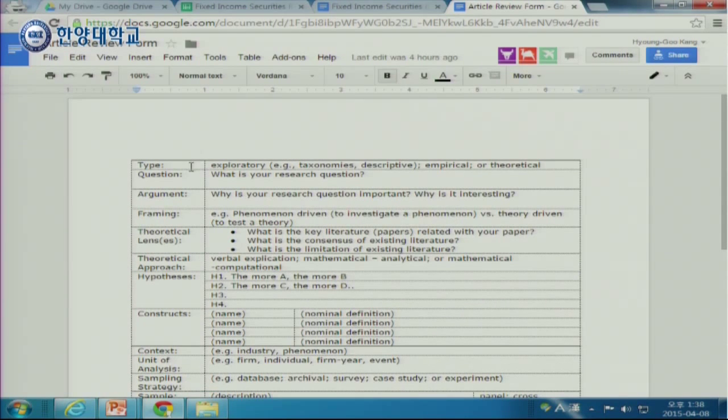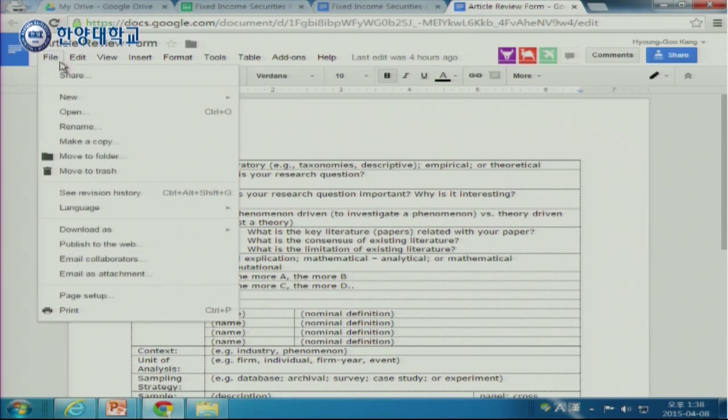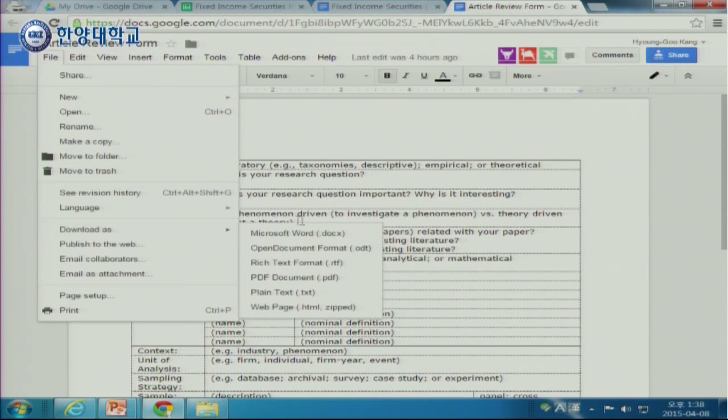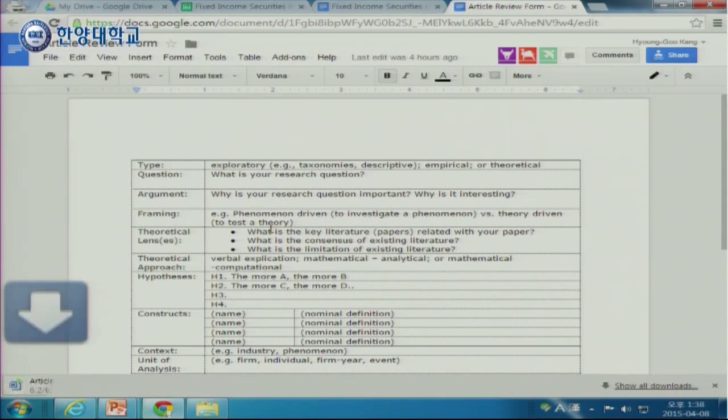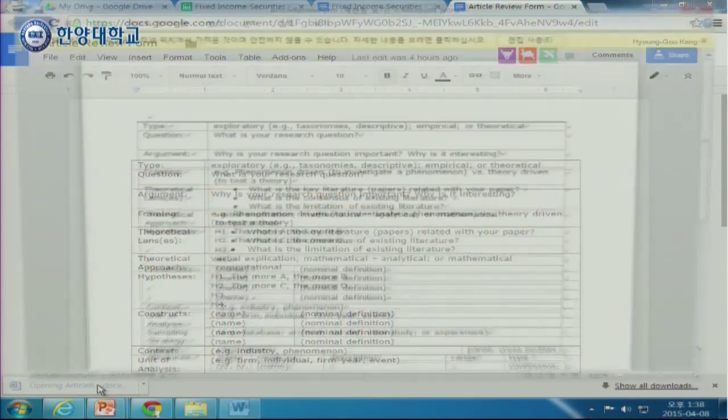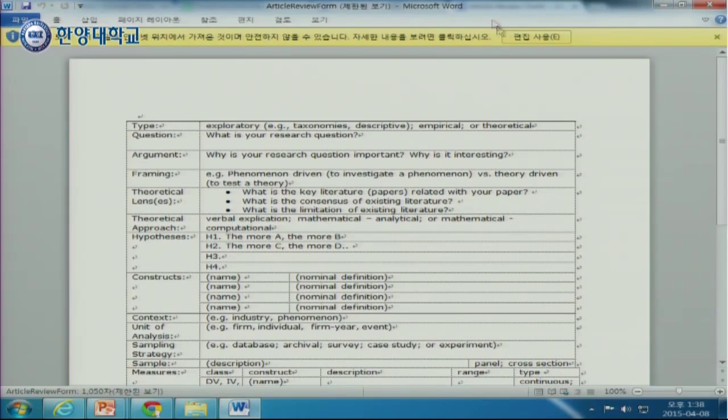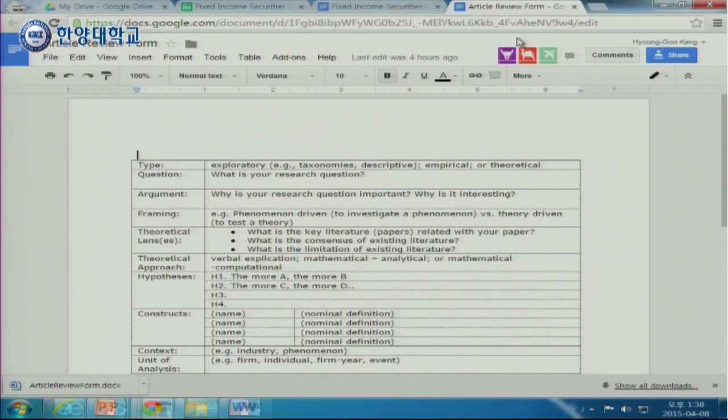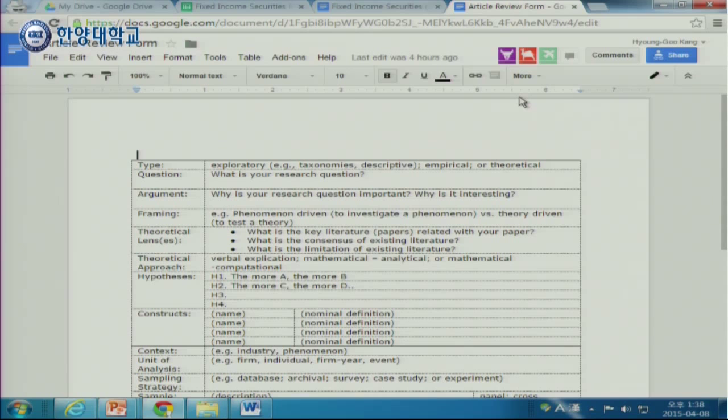And in order to fill out this form, you can go to File and then you can download it as MS Word. And you can type here and submit it. Okay. And then let me explain this form. First, you should fill this form with your research idea. First, the type. It is either an exploratory idea or empirical research or theoretical research. I think most of you are doing either descriptive research or empirical research, I think.